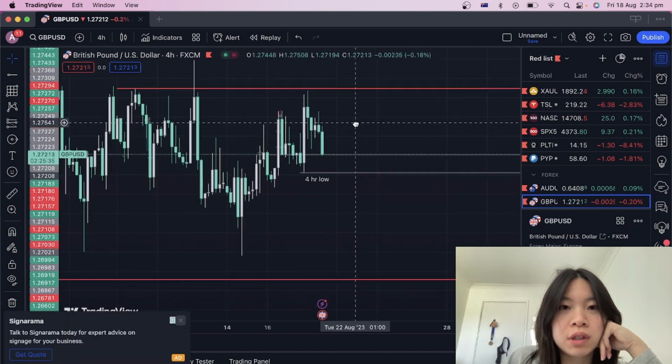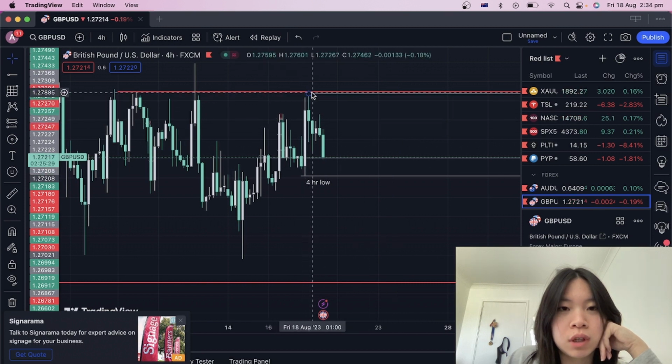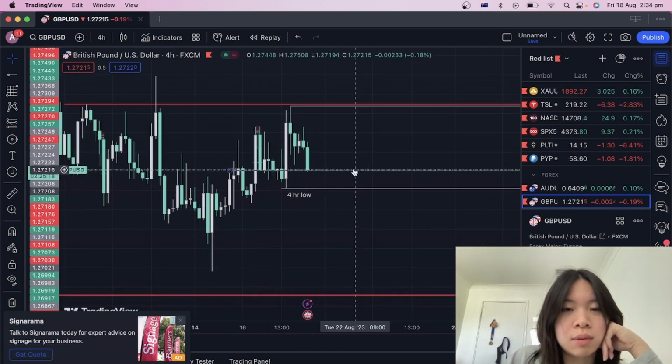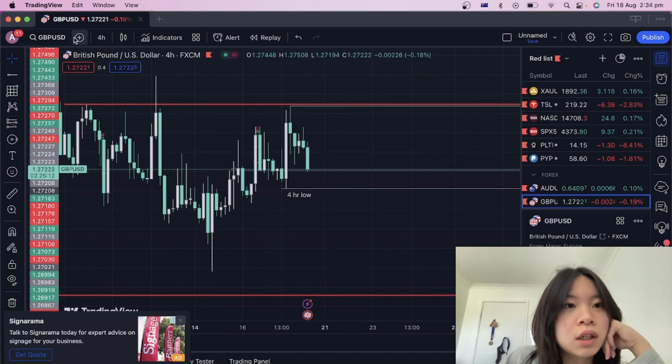Previous session highs and lows are here and here. Previous session high here. This is 9, this is 5 something, yesterday 5. So that was yesterday during London session. But it doesn't really matter, because it's already taken out this low anyway. So this is the next low that we're looking at.